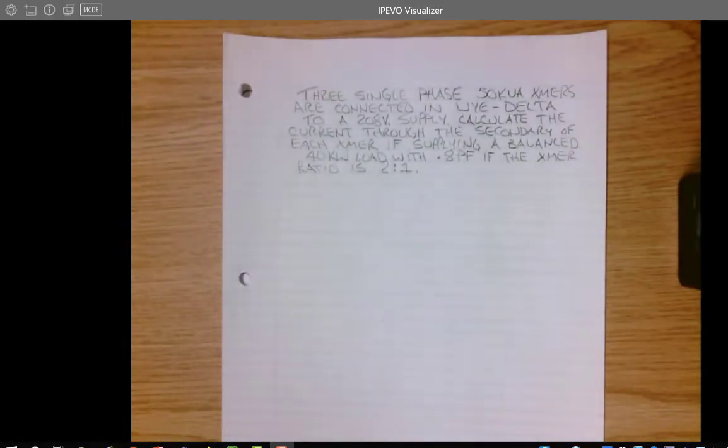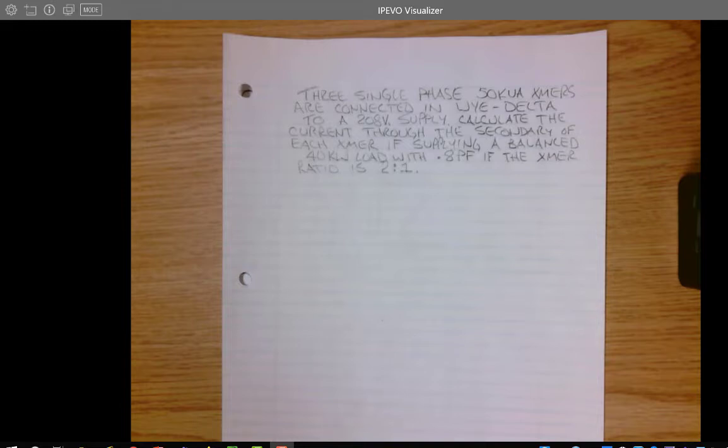Okay, here is another three-phase transformer calculation that really ties a few things together that we've looked at with these kinds of calculations. The problem is: 3 single-phase 50 kVA transformers are connected in Y-delta to a 208 volt supply. Calculate the current through the secondary of each transformer if supplying a balanced 40 kilowatt load with a 0.8 power factor, if the transformer ratio is 2:1.